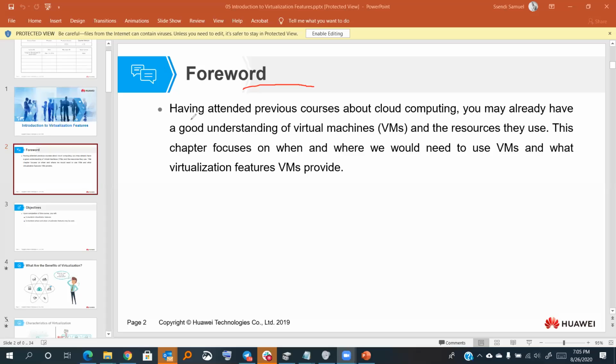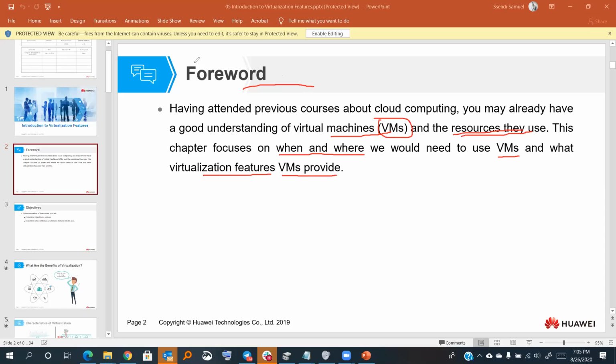Okay, so we are saying, having attended previous courses about cloud computing, we now have a good understanding of virtual machines and the resources they use. We know what a virtual machine is, and also we know the resources they use, which we virtualize. So in this chapter, we are going to focus on when and where we would need to use virtual machines and what virtualization features the virtual machines provide.